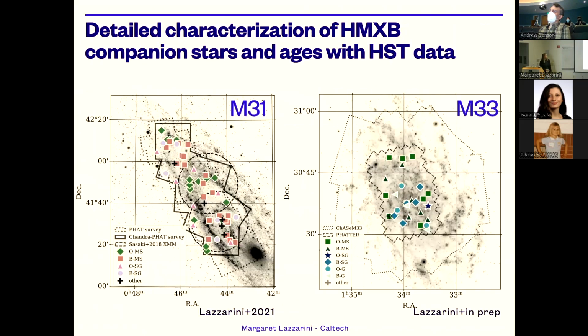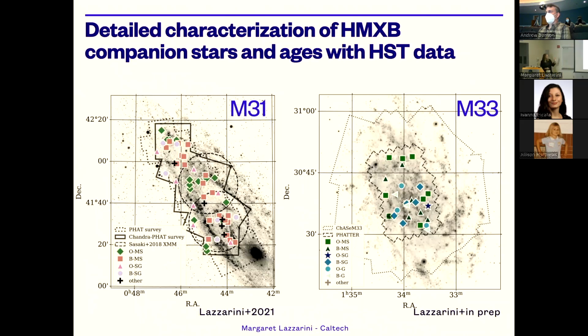I'm showing here just an overview of our sample in M31 and M33. The color and shape of the points dictates its most likely spectral type based on SED fitting, which I'll talk about how we determine in just a second. But I'm just showing the footprint of the surveys again, and then the overall distribution of the HMXBs in these galaxies.